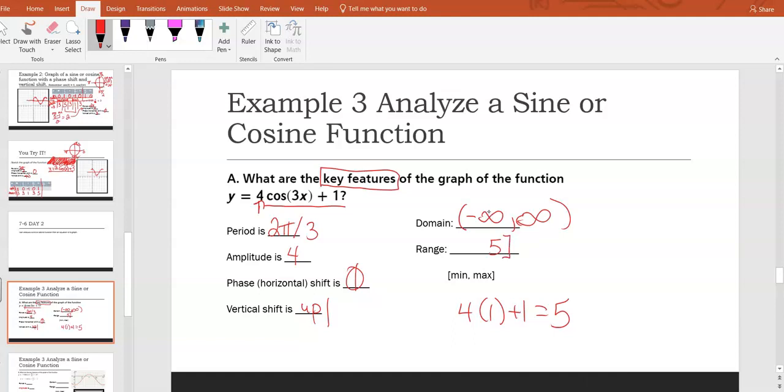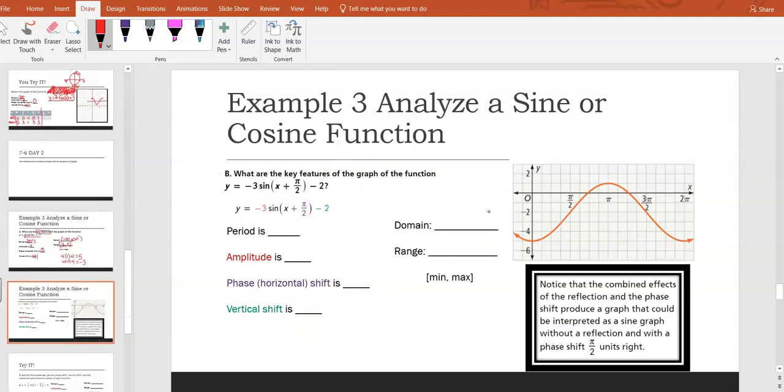Now, the smallest that it could be would be a negative 1. That's the cosine function. So 4 times a negative 1 plus 1 would give me negative 4 plus 1, which would give me a negative 3. So that's the smallest it could be. That can help me graph it too, right? If I know those max and min values, it can definitely help me graph the function.